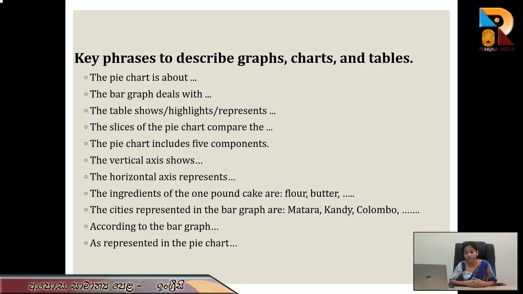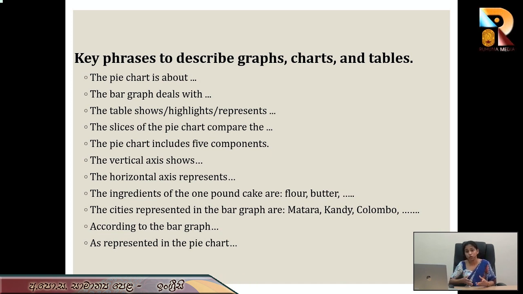I've given you key phrases to describe them. Now, if you want to say what your graph or chart or table is about, you can start with like this pie chart is about, or this bar graph deals with, this table shows, or the table highlights or represents, vocabulary like this. And then if you want to introduce your labels, as in what is there in your axes, or what the slices of your pie charts represent, this is how you could say this.